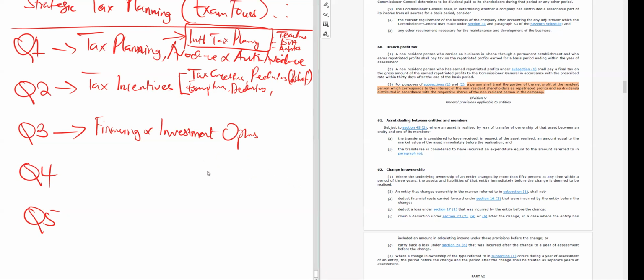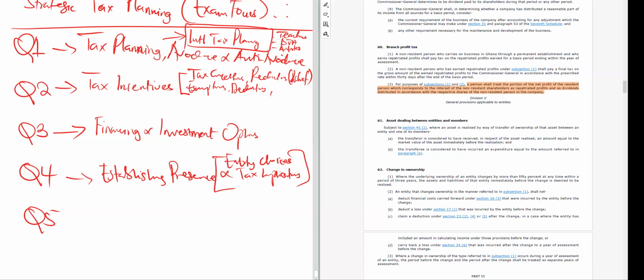Yes, sir. So now we've seen these financing and investment options. Question 4, I want it to be focused on establishing a physical presence. So establishing presence means that you are looking at various entity choices, and their tax implications, or their tax consequences. So looking at the kind of entity you can set up.